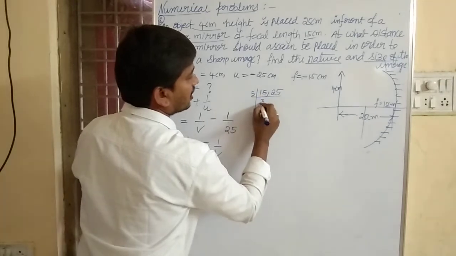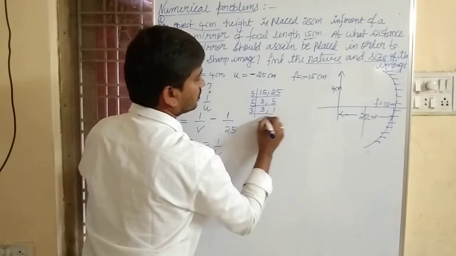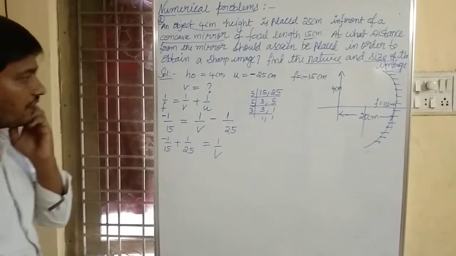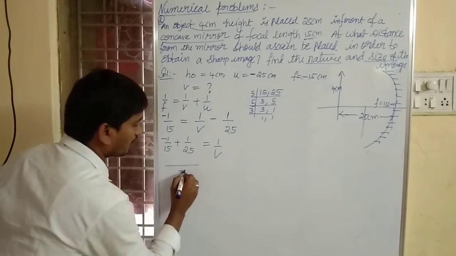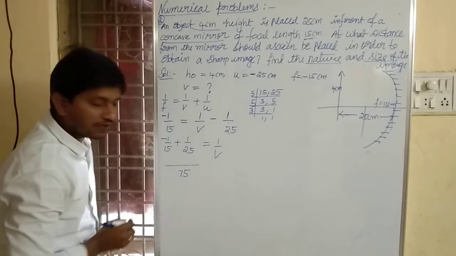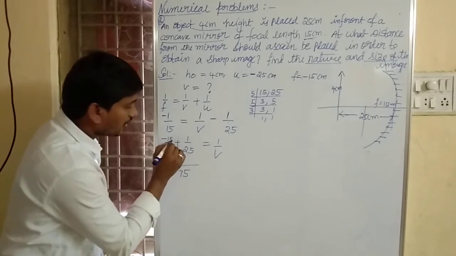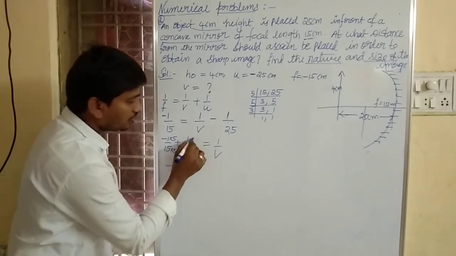5 table, 5 3s are 15, 5 5s are 25. 5 5s are 25, 25 3s are 75. What is the LCM? Our LCM is 75. Now 15 table, 15 5s are 75, so into 5 into 5. 25 table, 25 3s are 75, so into 3 into 3.